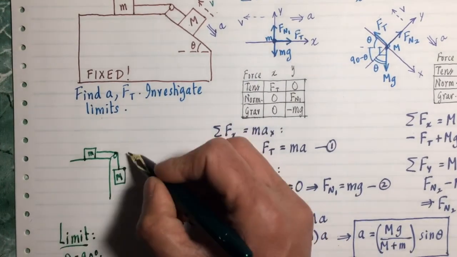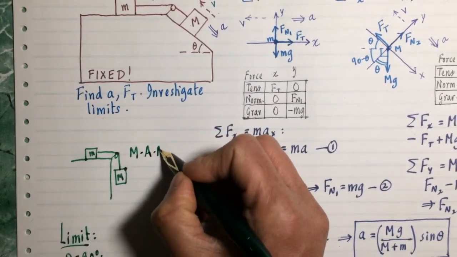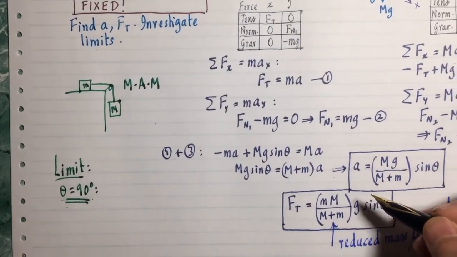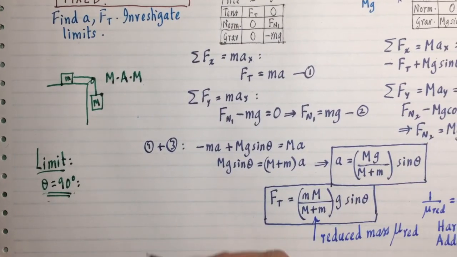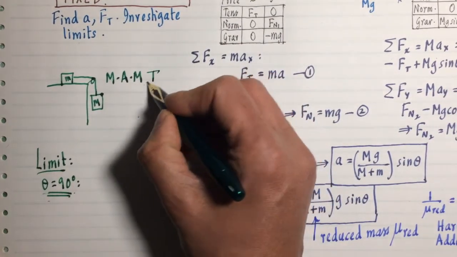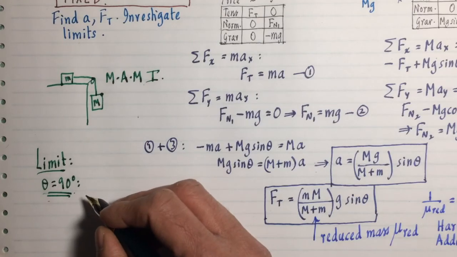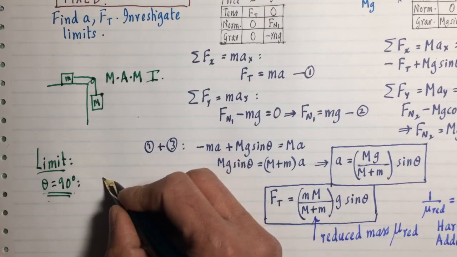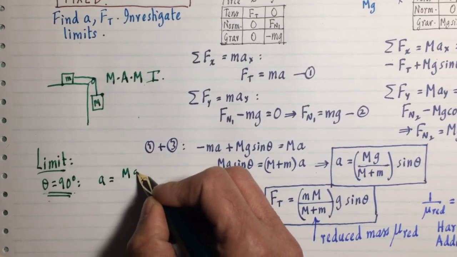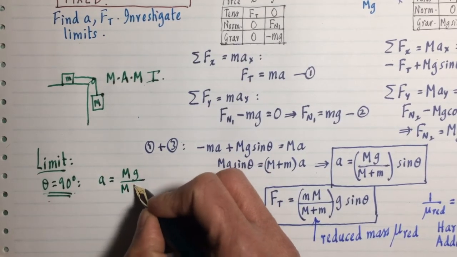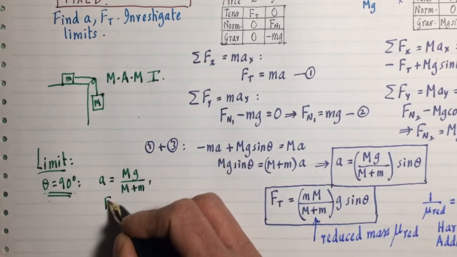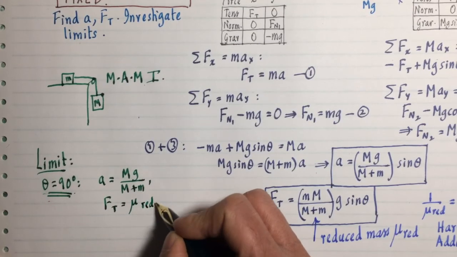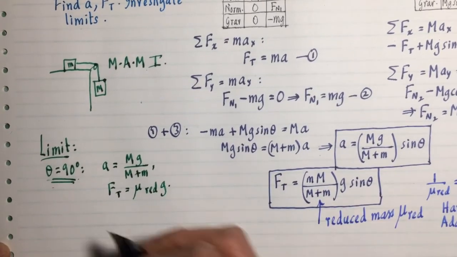So we call it the modified Atwood machine, MAM, of the first kind, I believe. So anyway, there are several kinds of Atwood machines. Let's look at what happens when theta is 90, sine theta is just 1. So the acceleration is M g over (M plus m), and the tension is just the reduced mass times g. So that gives you the maximum values of those things.